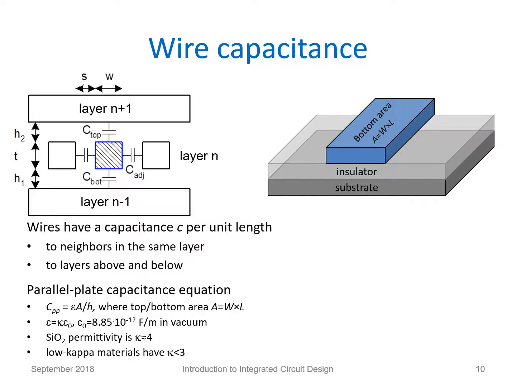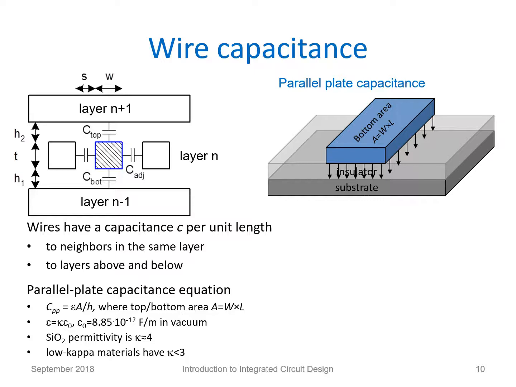The dielectric constant, or the permittivity, is given by kappa of the material used times epsilon 0, which is the dielectric constant in vacuum. When silicon dioxide is used as the insulator, its kappa is 4, but in the interconnect, very often low kappa materials with kappa less than 3 are being used.